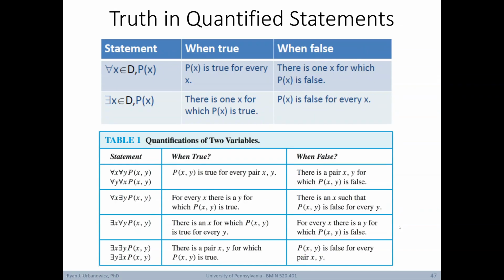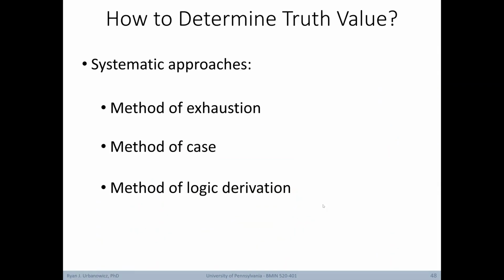I encourage you to take some time to think through all of these examples. Now we ask the question, how do we go about determining truth values? Today we're going to cover three systematic approaches. First, the method of exhaustion, then the method of case, and finally the method of logical derivation.